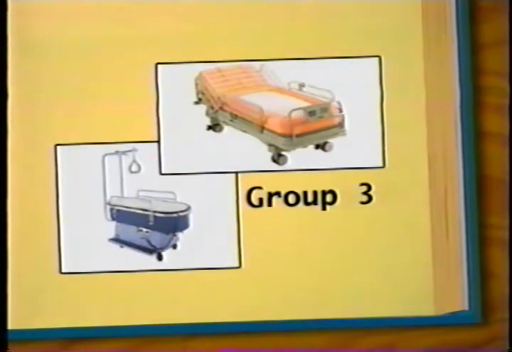Finally, Group 3 devices are also considered dynamic in nature. This classification comprises only air fluidized beds. These beds are electric and contain silicone-coated beads. When air is pumped through the bed, the beads become liquid. They are used for residents at very high risk for pressure ulcers.